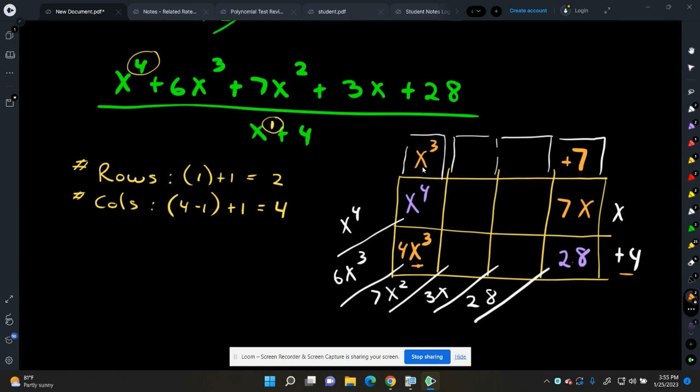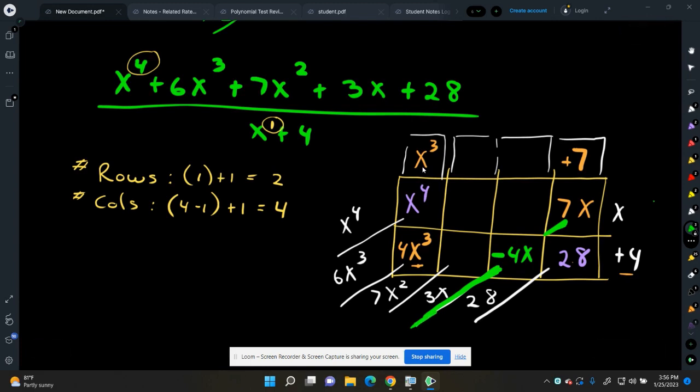Okay, now let's fill in some missing boxes here. If we look at this diagonal, right, this is 3x. Well, I have 7x. What would I have to do to the 7x to end up with 3x? I would have to subtract 4x. Okay, because 7x minus 4x gives me 3x.